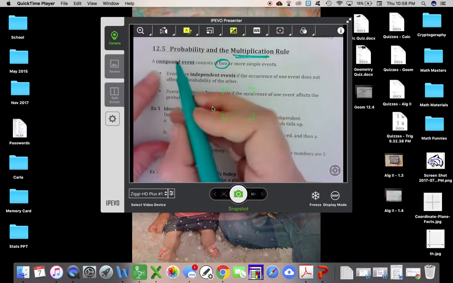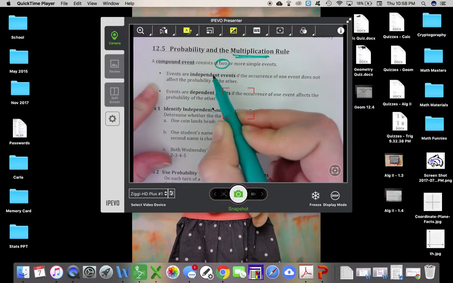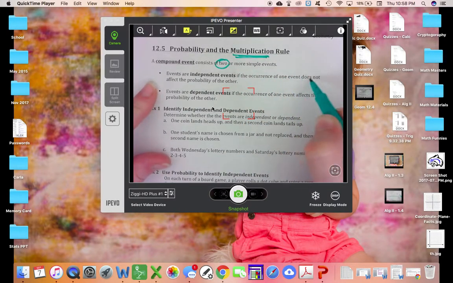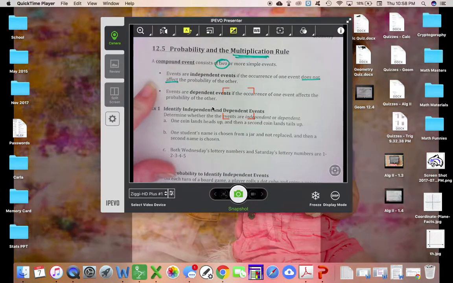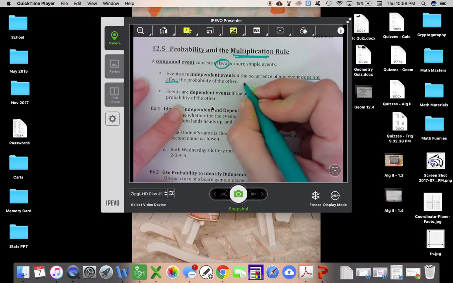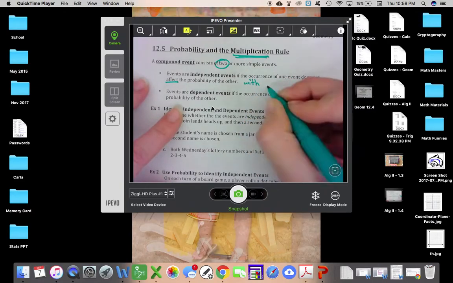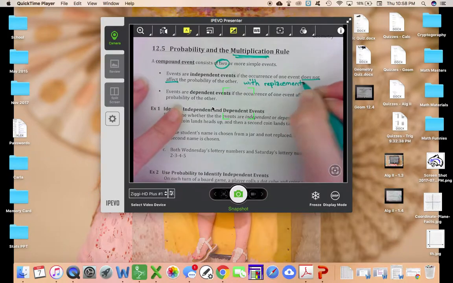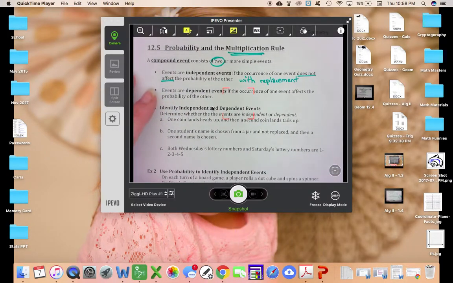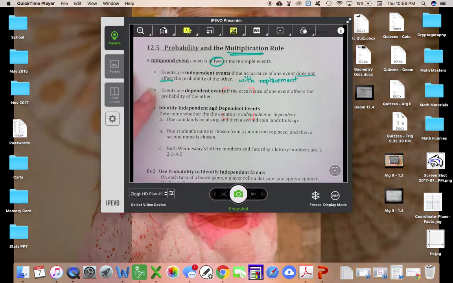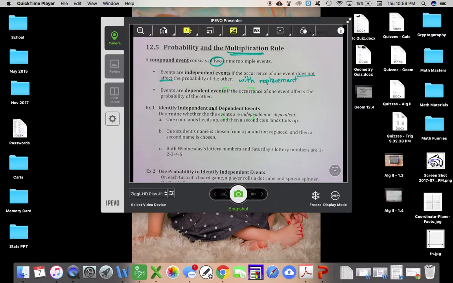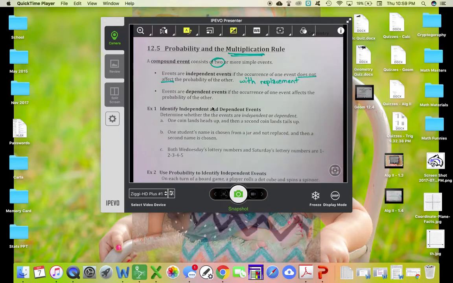So for compound events, there's two different things that could occur. They could be independent of one another. Independent means that one event does not affect the other event, okay? A lot of times you'll see this if we are replacing something. So with replacement, if I'm drawing a card and then I replace it and then I draw another card, both of them are going to be out of 52 cards, right? I'm not going to have less of a chance of drawing a card the second time than I did the first time because I replaced it.